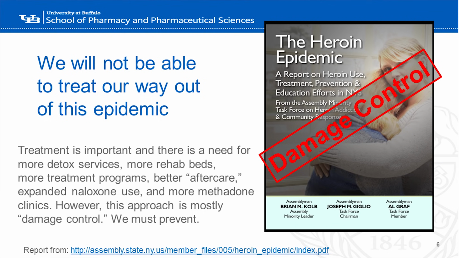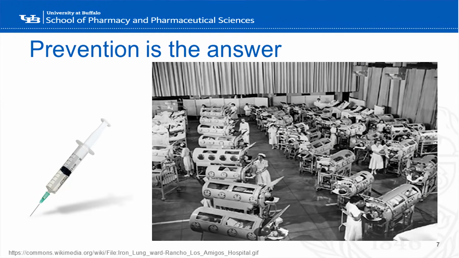But if you think about it, this approach is mostly damage control, fixing the problem that's already there. What we really need to do is to prevent the problem from beginning in the first place. So prevention has always been the answer to epidemics. Let's look back at the polio epidemic in the 1950s. We did not really successfully deal with this epidemic by building more iron lungs and putting more kids in braces. This epidemic was beat back with a vaccine to prevent people from getting polio in the first place.